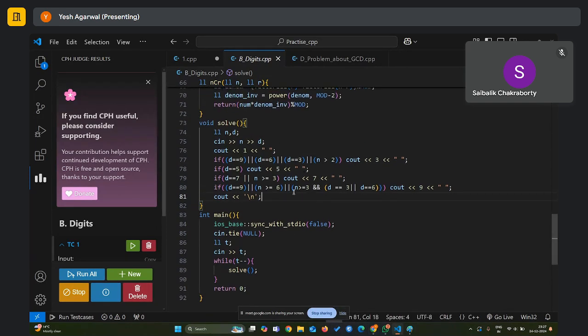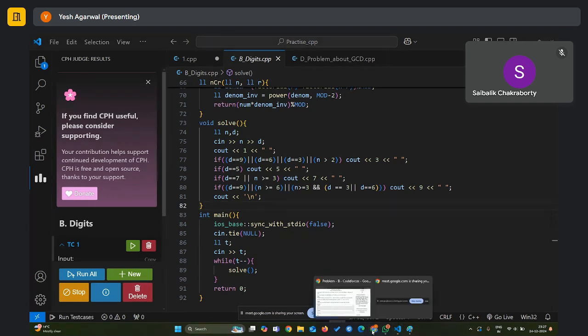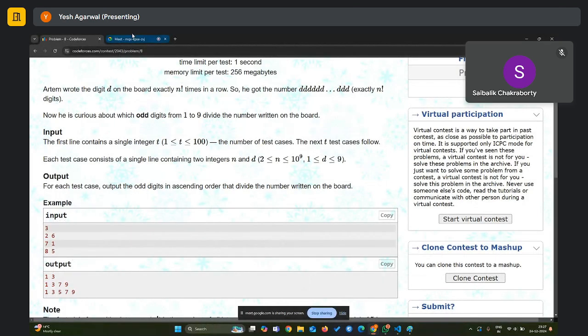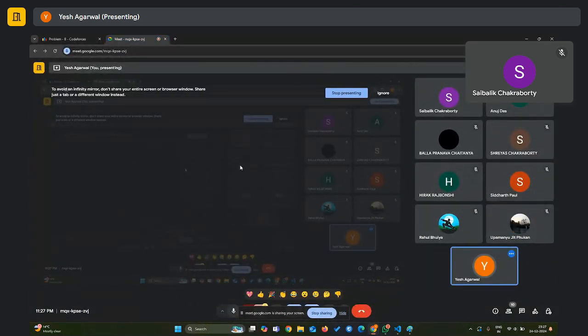Just observe how division is taking place, especially for 7. The solution that I wrote for 7, I cannot prove it mathematically, but it's something that I observed myself. So I hope the implementation is also clear to everyone.